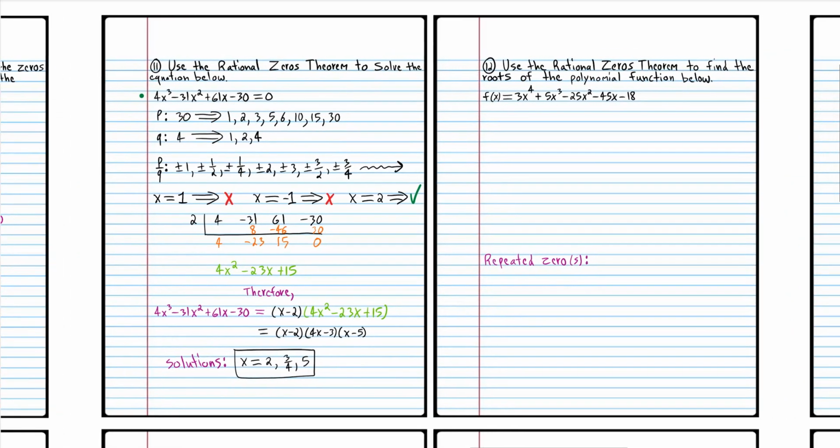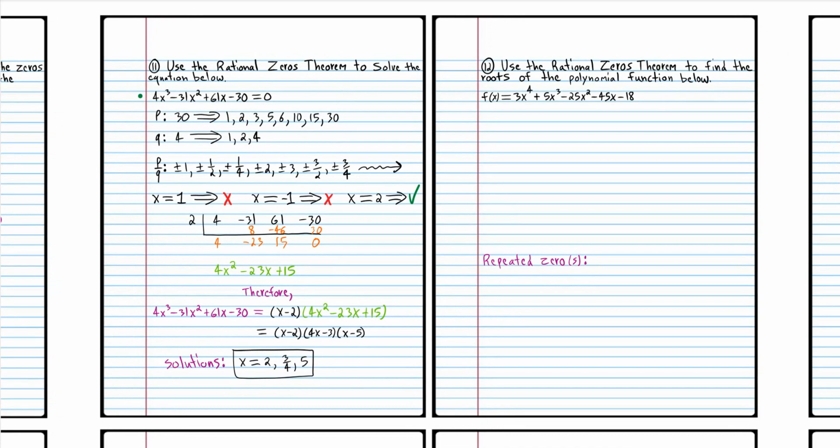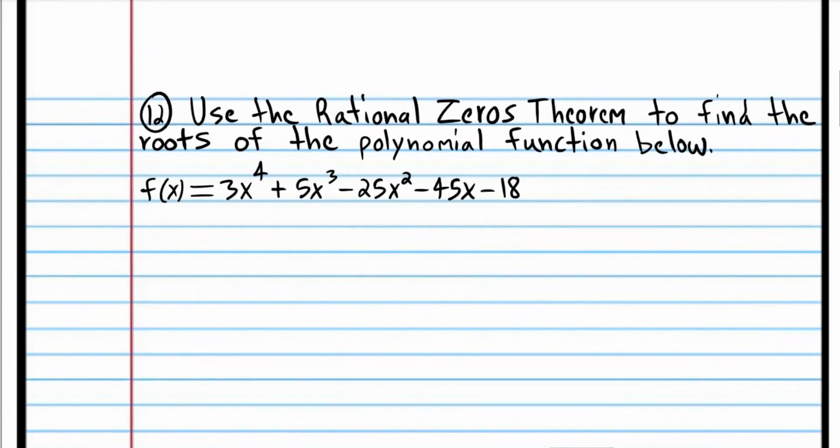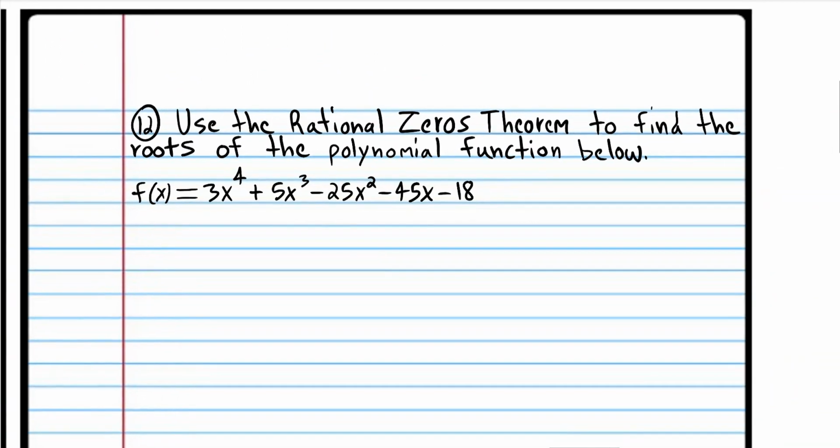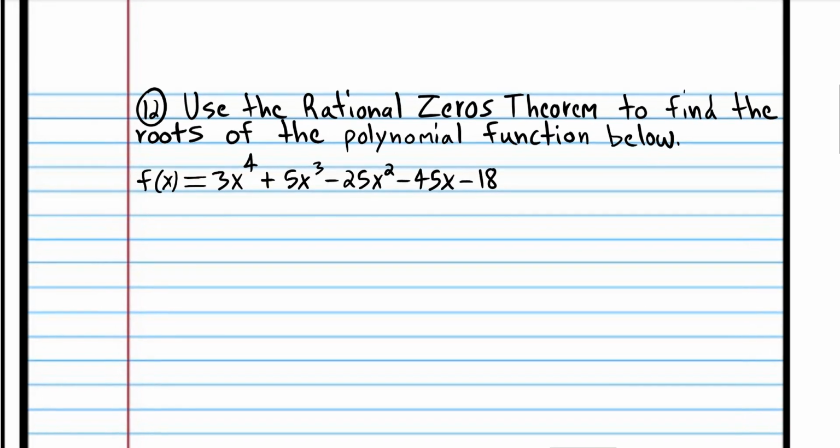So now I want you to try number 12. The first step is to use the Rational Zeros Theorem to find the potential roots. Now notice it's asking for roots. That's just another way of asking for the zeros. Zeros, roots, and x-intercepts are pretty much the same thing. So use the Rational Zeros Theorem to find the potential zeros. And you don't have to list all of them, but at least list the first 4 or 5. And just do that part first. And when you come back, we'll do it together.